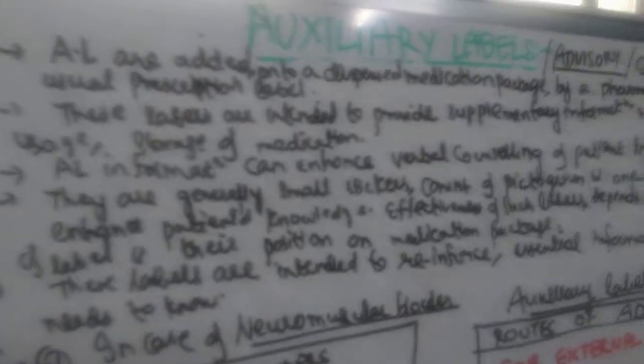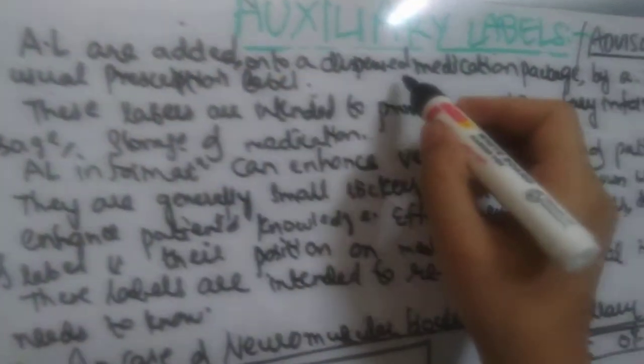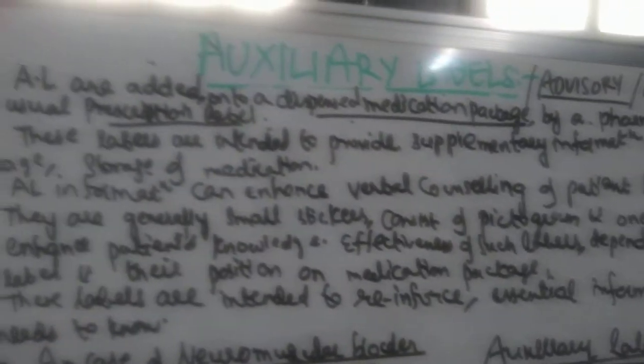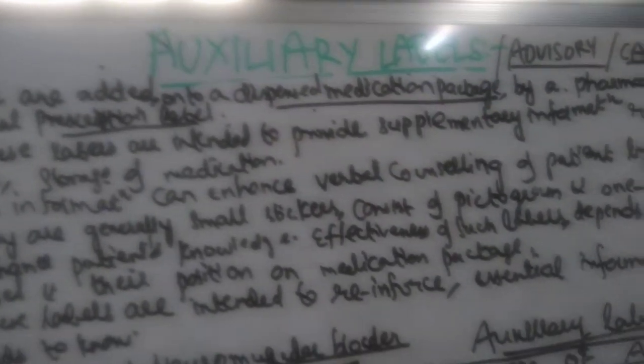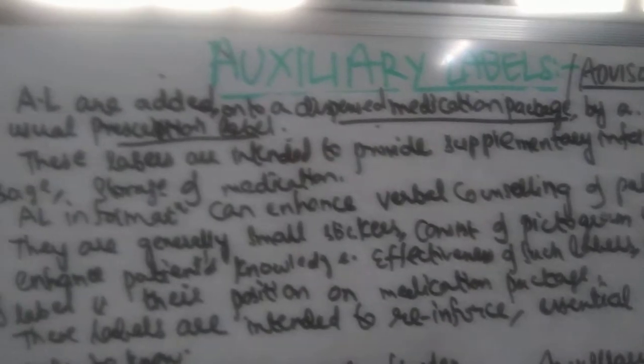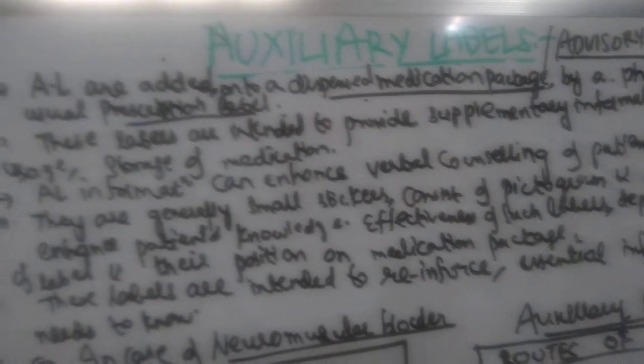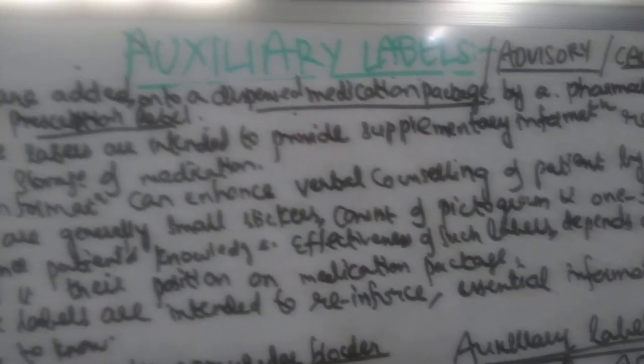Coming to the definition, auxiliary labels are those which are added to a dispensed medication package by a pharmacist in addition to the usual prescription label. Whenever we visit a pharmacy, we provide a prescription label, and in response to that prescription, the pharmacist dispenses the medicine. Apart from this prescription label, he is adding one more label to our medication package, which is known as an auxiliary label or advisory label.